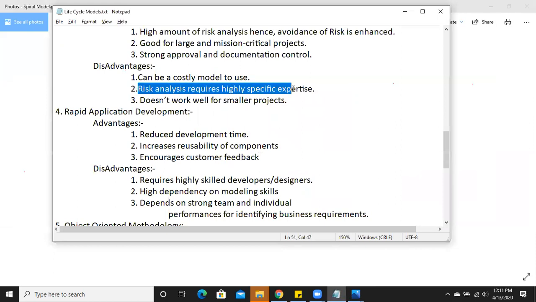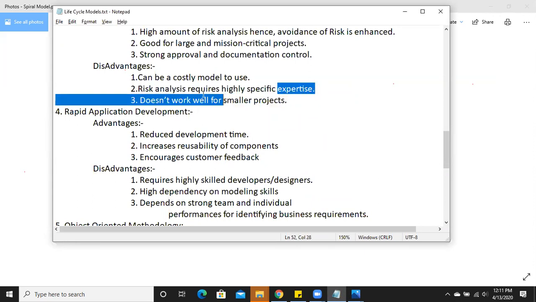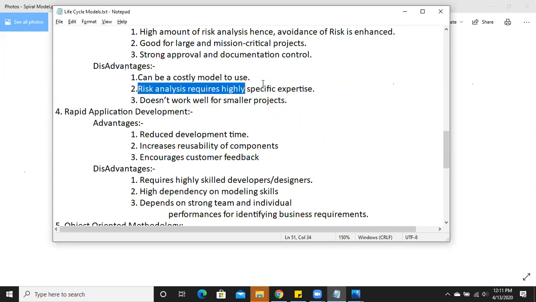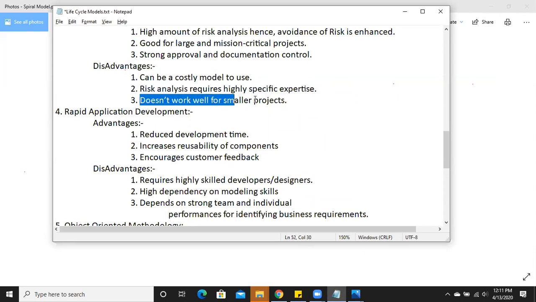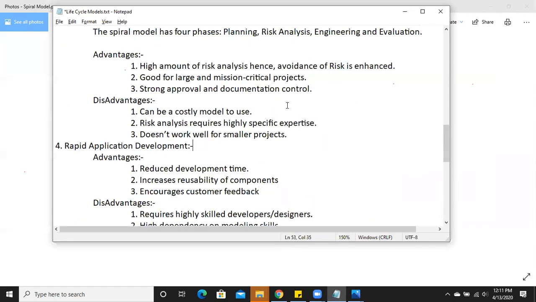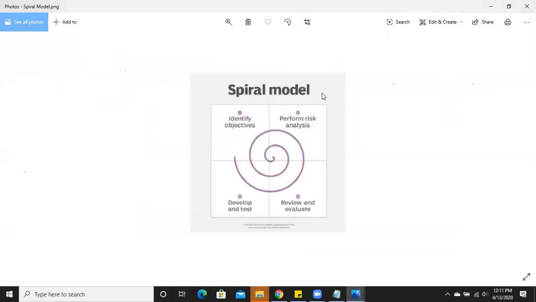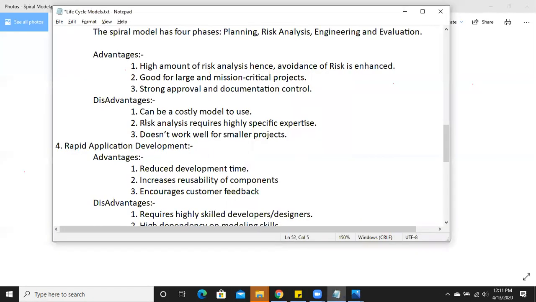Risk analysis requires highly specific expertise. So in order to do the risk analysis, we also require professionals, and in order to hire professionals, obviously our cost will increase. This model will not work for smaller projects, because as I've already mentioned, it is very good for large and mission critical projects. So it is not very suitable for smaller projects, right? Because if I iterate so much in a very small project, it will also cost very high, which is not what we want. In smaller projects, we have to minimize our cost, right?